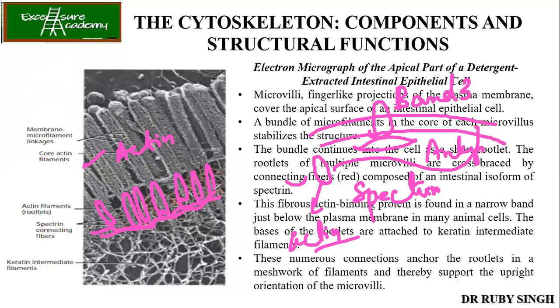Now, band 3 is present in the case of erythrocytes. Here we are talking about the intestinal epithelial cells. So here we won't see band 3. Here we have the actin, then actin roots to which your spectrin fibers are attached. Now these spectrin fibers are again in connection with the intermediate filaments, for example, keratin.